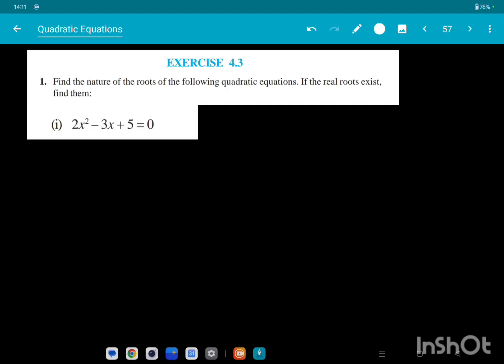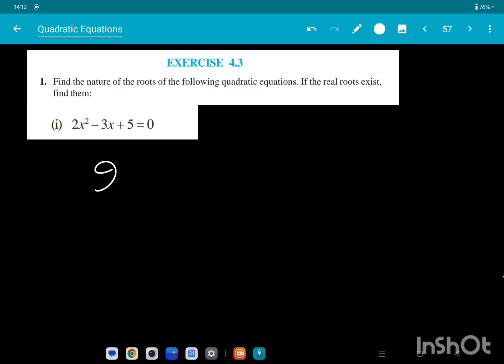Here the question is: find the nature of the roots of the following quadratic equations. So first we need to find what the nature of the roots is. We already discussed in the previous video what the nature of roots is. In this video we will solve the problems. If the real roots exist, find them.